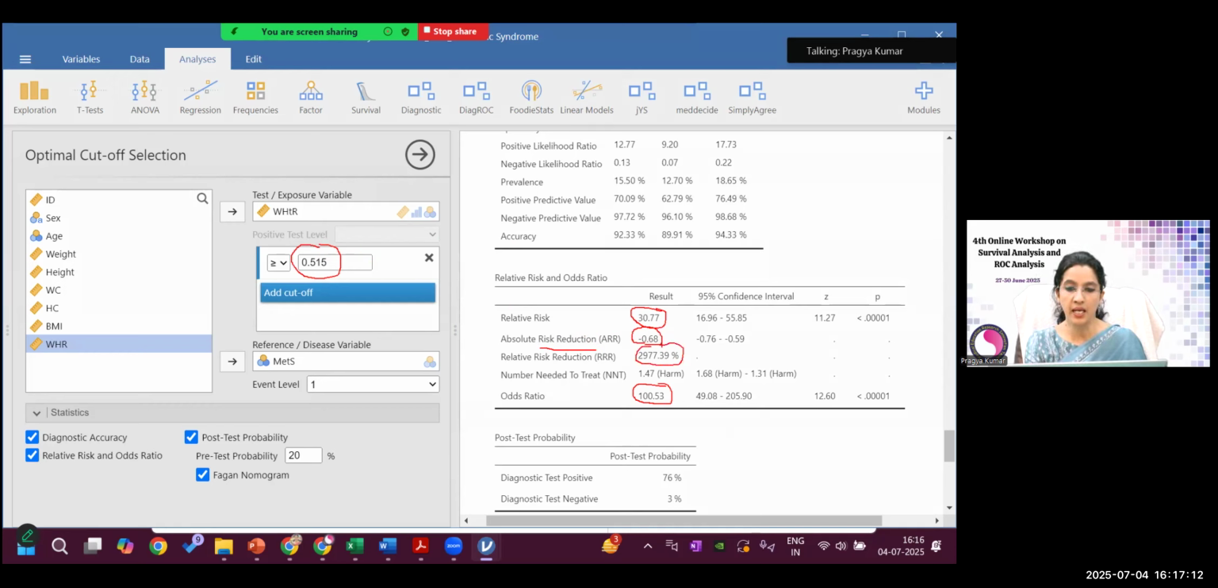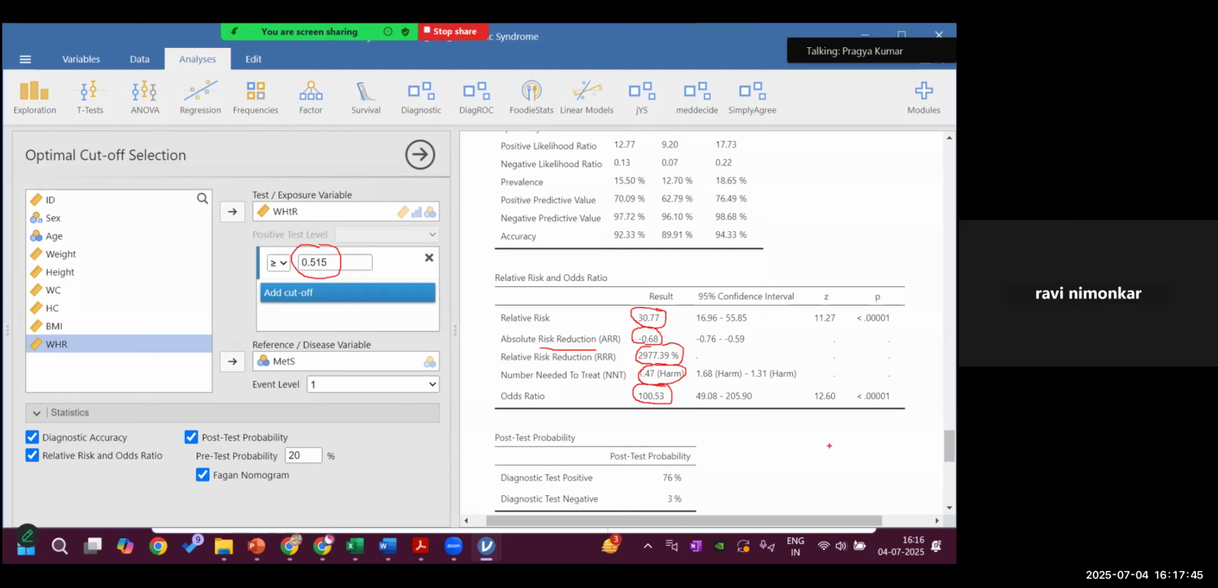And the number needed to harm is 1.47. Since it is a fraction, you may multiply it by 100. So you will say that if there are 147 people having a high waist height ratio, there will be 100 people who will develop metabolic syndrome. Am I making myself clear?